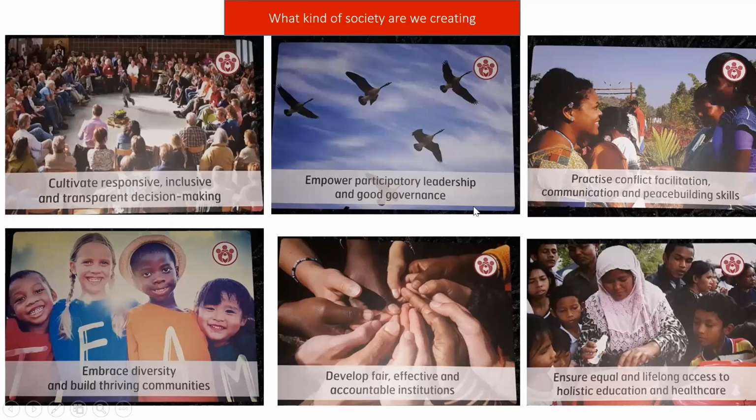Empower participatory leadership and good governance, which is the same idea of having everyone co-create and co-design and listen to their points of view and solutions that they have in mind. Practice conflict facilitation, communication, and peace building skills. There's always going to be areas of conflict, but there's a way to listen to perspectives.